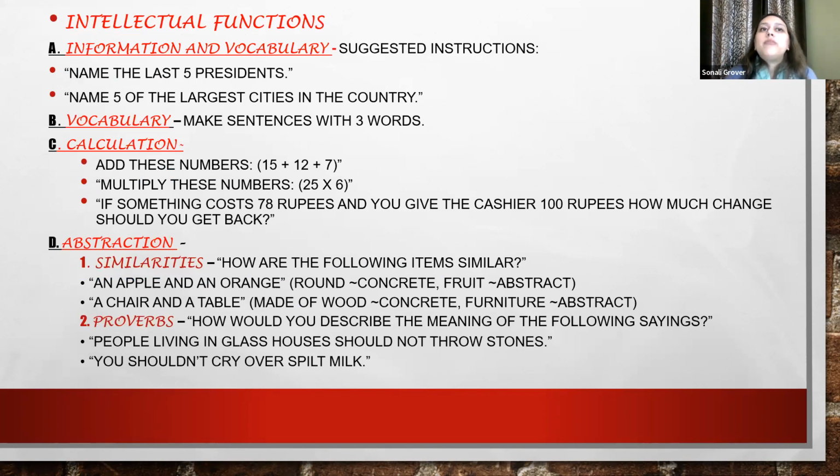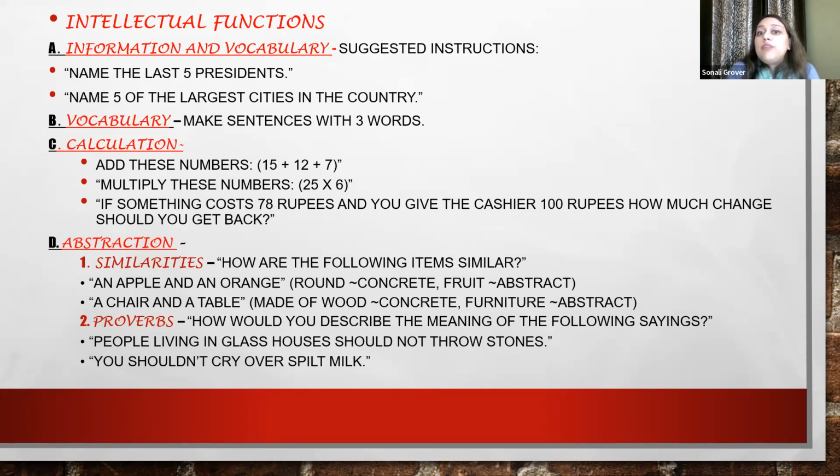Intellectual functions, information and vocabulary. Suggested instructions: Name the last 5 presidents. Name 5 of the largest cities in the country. Vocabulary: make sentences with 3 words. Basic calculation: 15 plus 12 plus 7. Maybe multiplication, or a small word problem, you can give them. If something costs 78 rupees, and so on, just to check their presence of mind as well and their intelligence, how smart they are.